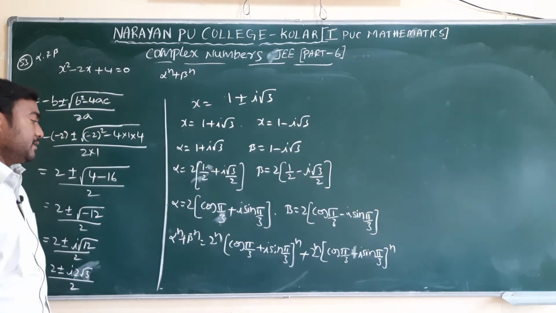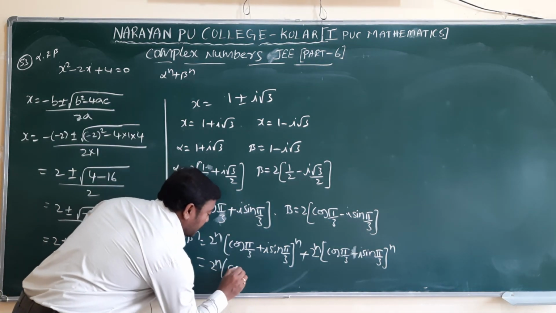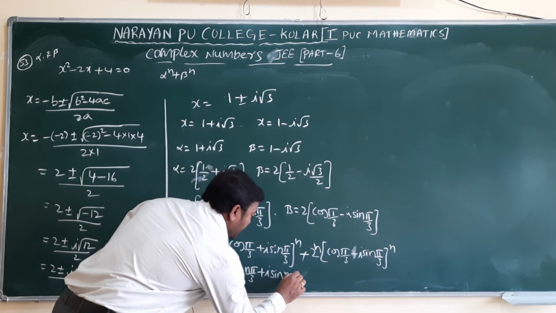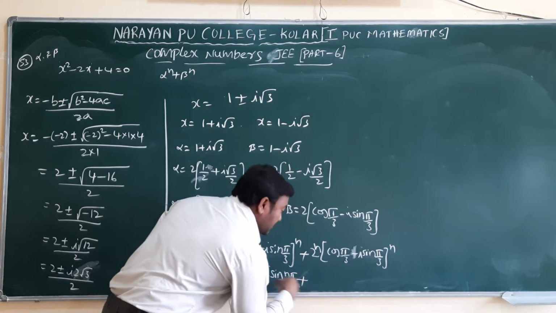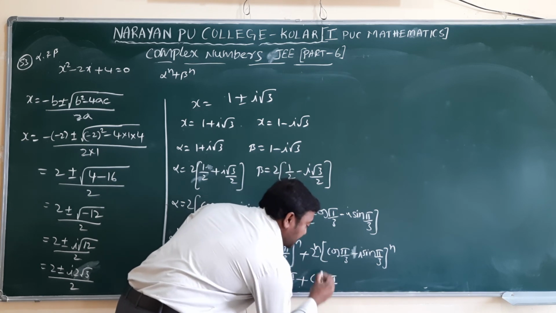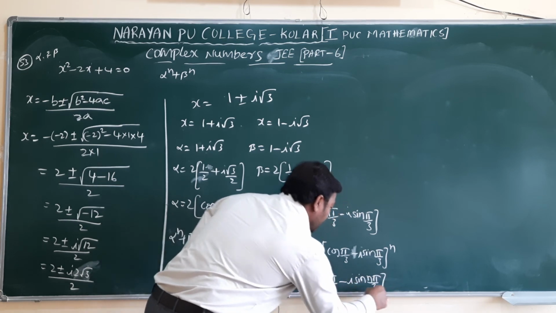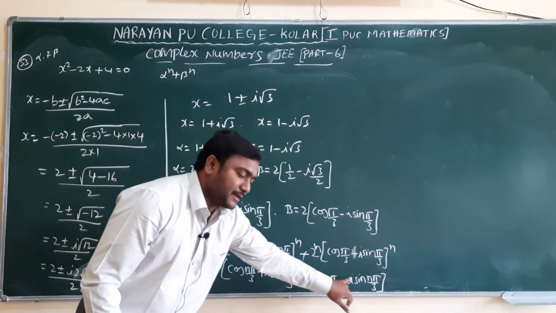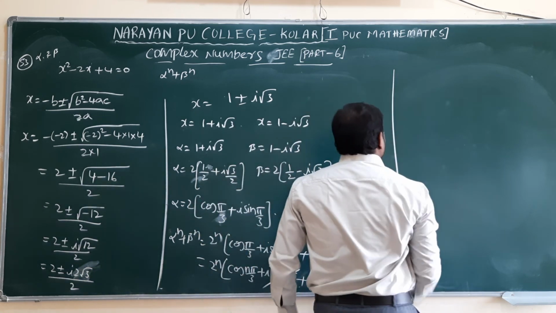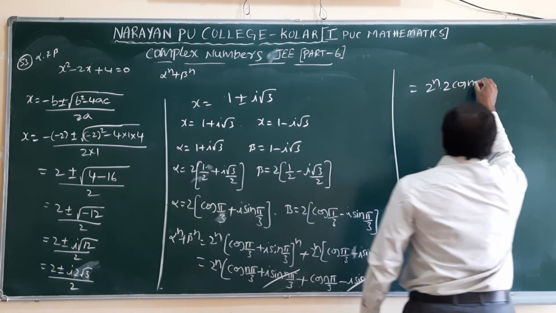Now by applying De Moivre's theorem, we take 2 power n common. So what we get here is 2 power n into (cos of n pi by 3 plus i sine of n pi by 3 plus cos of n pi by 3 minus i sine of n pi by 3). Here i sine of n pi by 3 and minus i sine of n pi by 3 get cancelled. So remaining we get 2 power n into 2 times cos n pi by 3.